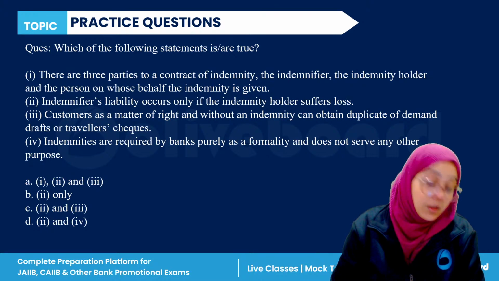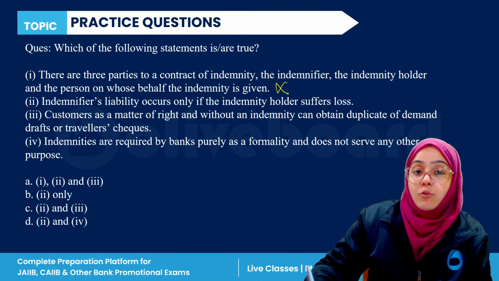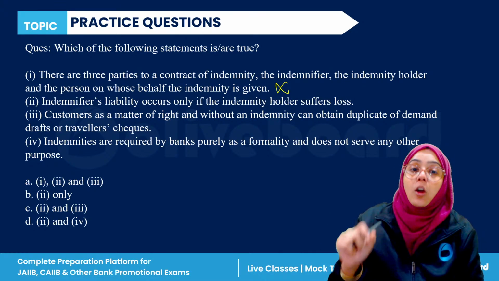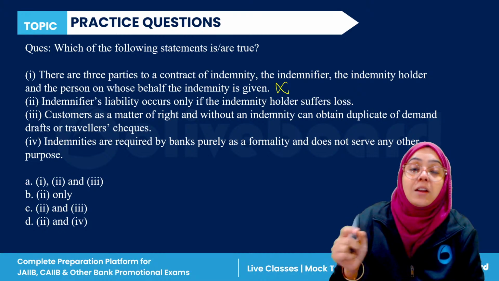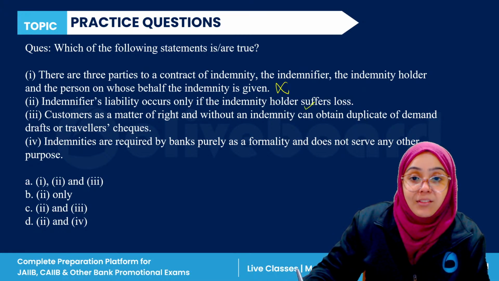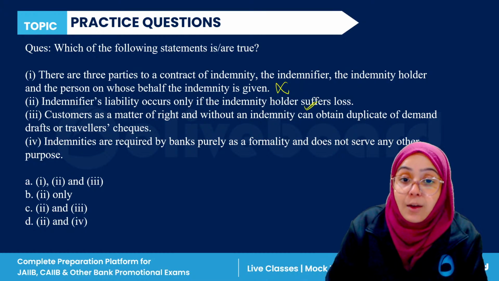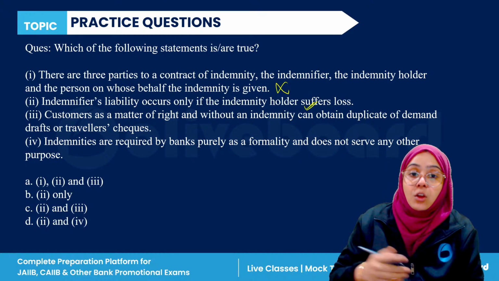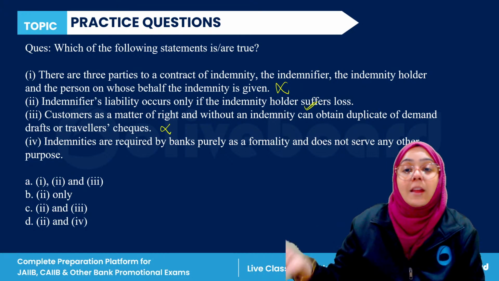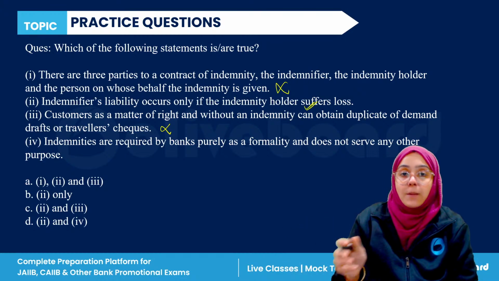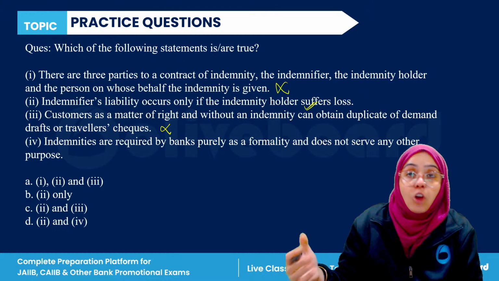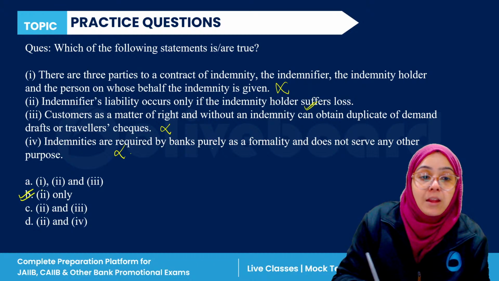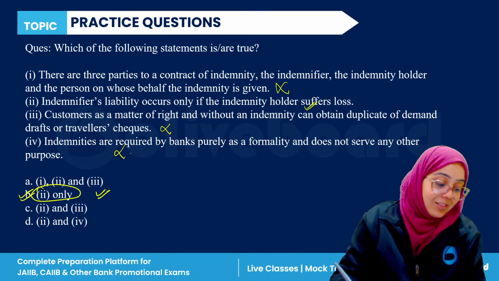I have told you that there are only two parties, indemnifier and indemnified. Second, the indemnifier's liability occurs only if the indemnity holder suffers loss. True. As for the customer obtaining a duplicate demand draft as a matter of right without an indemnity, no. Without the indemnity contract, you cannot obtain a duplicate demand draft from the bank. Fourth, indemnity is required only as a formality. No. So the correct answer is B. Only the second statement is correct.